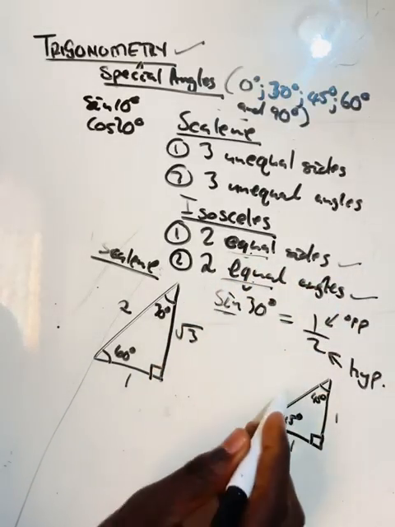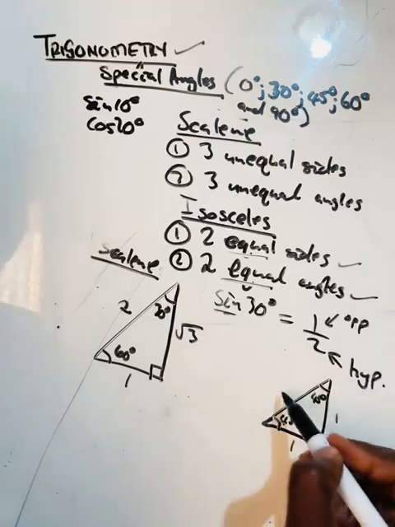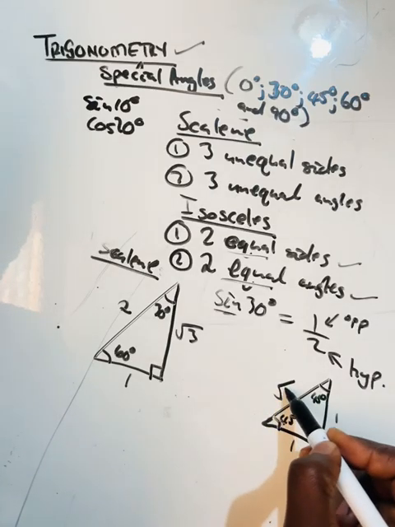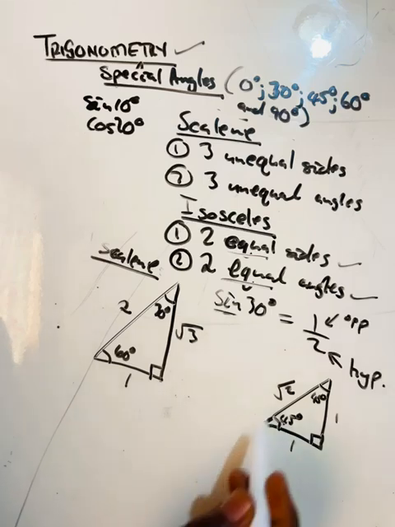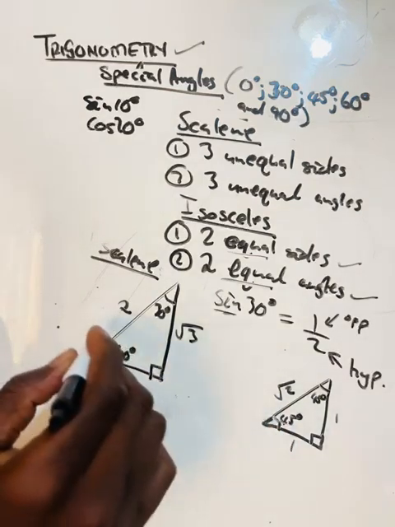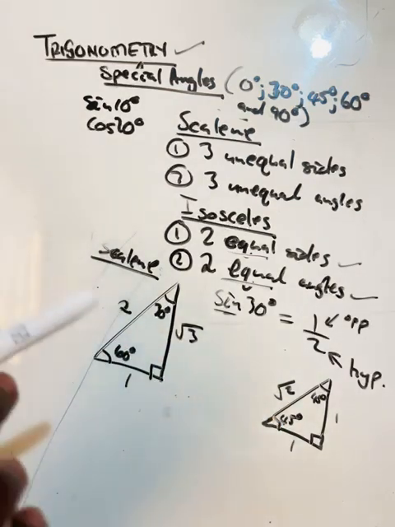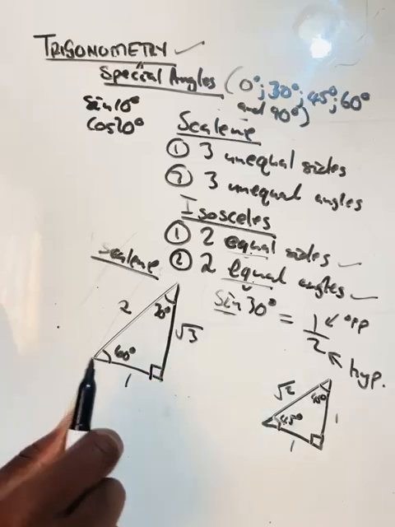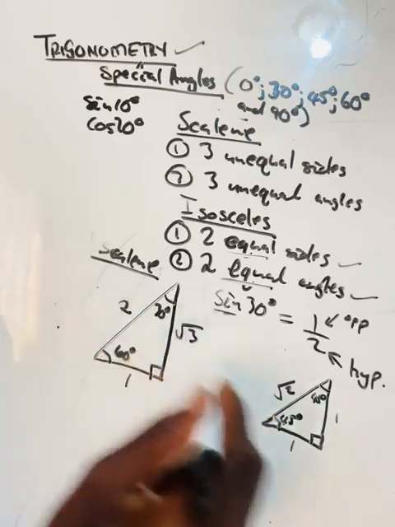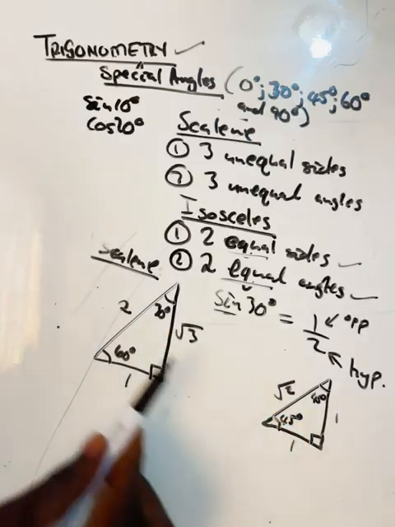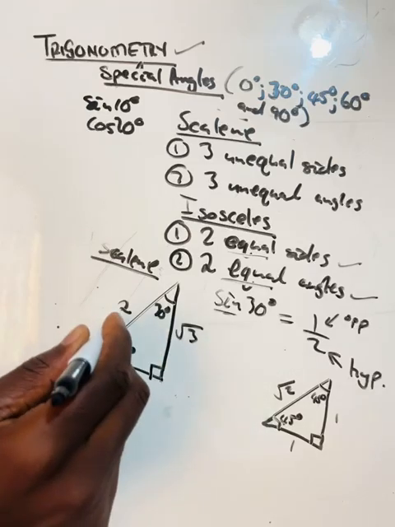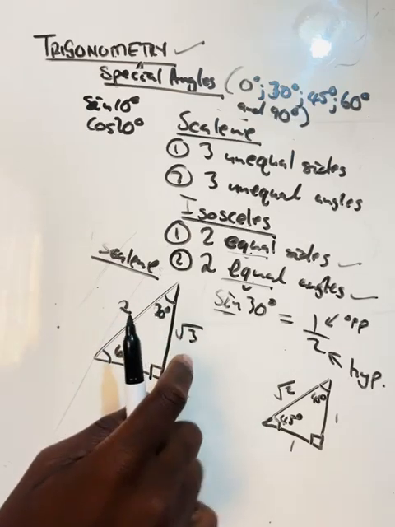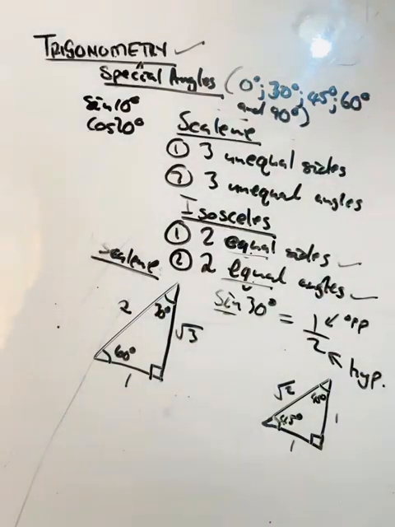Now we are left with the third side, which is square root of 2. Remember, if you go to your hypotenuse, in the first video that I dealt with Pythagoras theorem, I told you that the hypotenuse is always the longest side. So if you had to go and check here, 1, 2, and square root of 3, this 2 is longer than square root of 3. Let's just confirm that with the calculator.